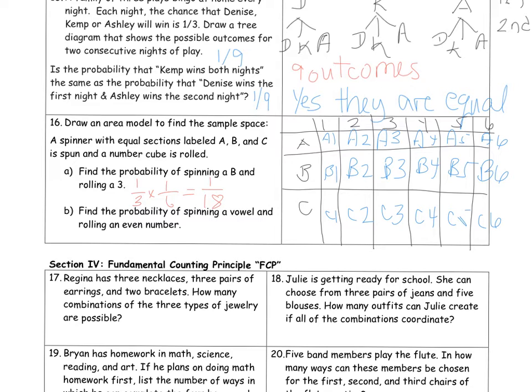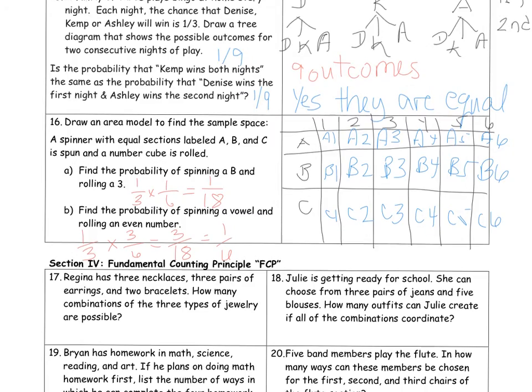So we want to find the probability of spinning a vowel and rolling an even number. Well, if we spin a vowel, there's only 1 out of the 3 that's a vowel. And an even number, that's 3 out of the 6 that are even, which gives us 3 out of the 18, or 1/6, that are going to give you a vowel and an even number. And if we look, A2, A4, and A6 in our sample space, or the list, are the only options to meet those criteria.